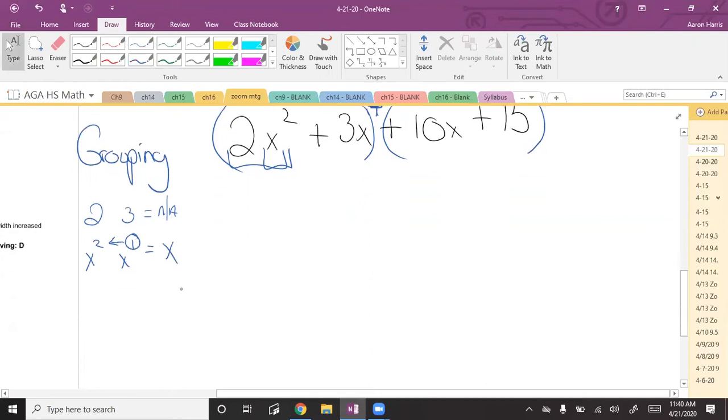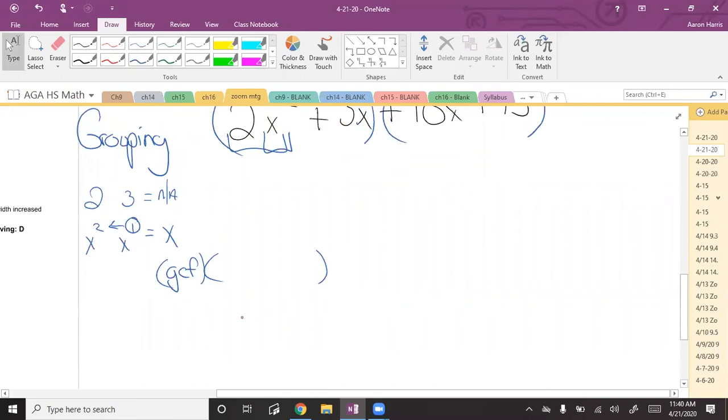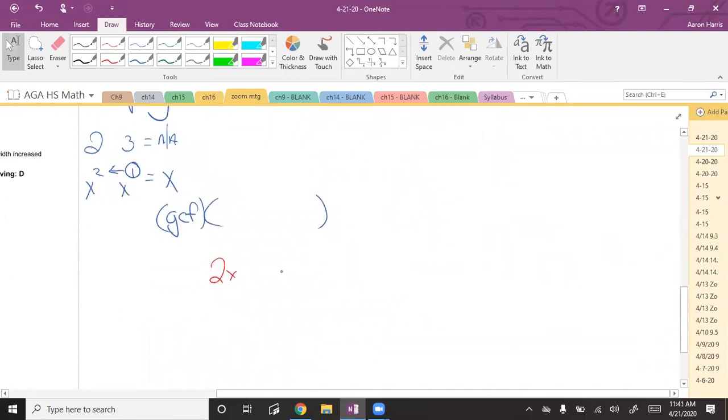This is how I write it. I write my GCF out front, and then I have my parentheses, and I'm going to divide it. I'm going to rewrite it so you can see it. So 2x squared plus 3x, put it in parentheses. Then make your own set of parentheses. Put your GCF on the outside. What's my GCF? x. Now divide each term by your GCF. So 2 divided by 1 is just 2. What's x squared divided by x to the first power?